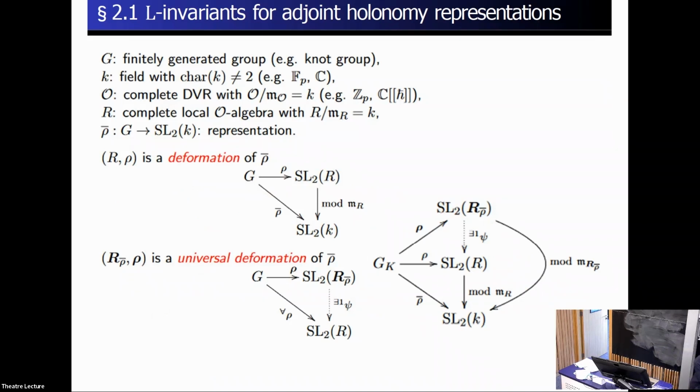So we can obtain a representation from both rho bar and by substituting these values, up to SL2 conjugation.